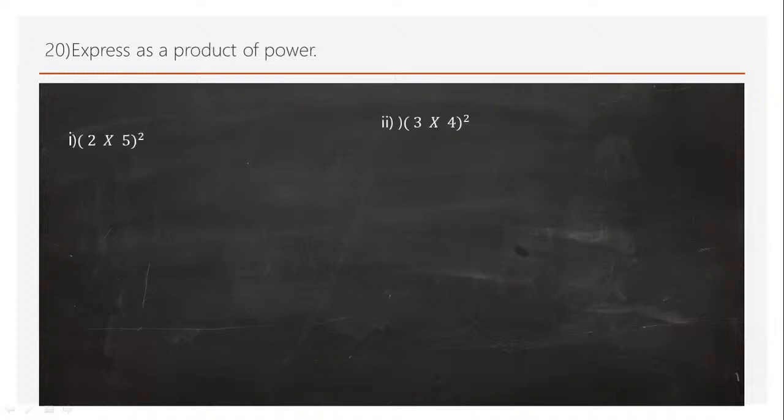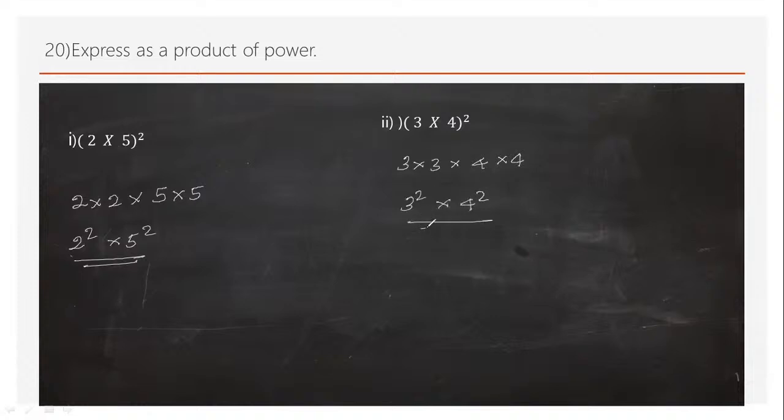Express as a product of power. So how can we write? We can write this one like this: 2 into 2 into 5 into 5. 2 times, 5 2 times. Then you can write 2 to the power 2, 5 to the power 2. Even this one, 3 into 3 into 4 into 4. Then we can write 3 to the power 2 into 4 to the power 2.